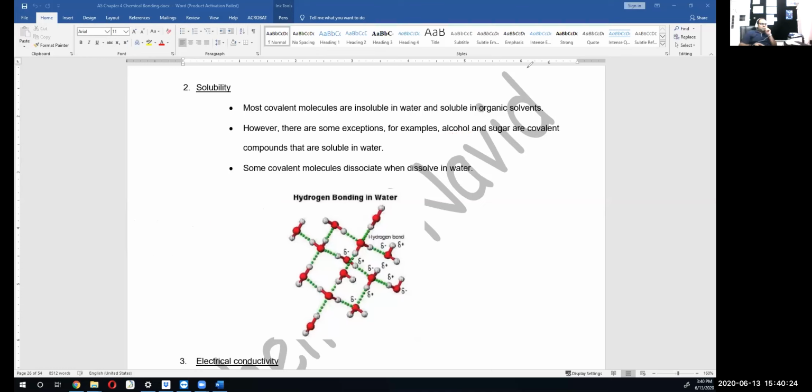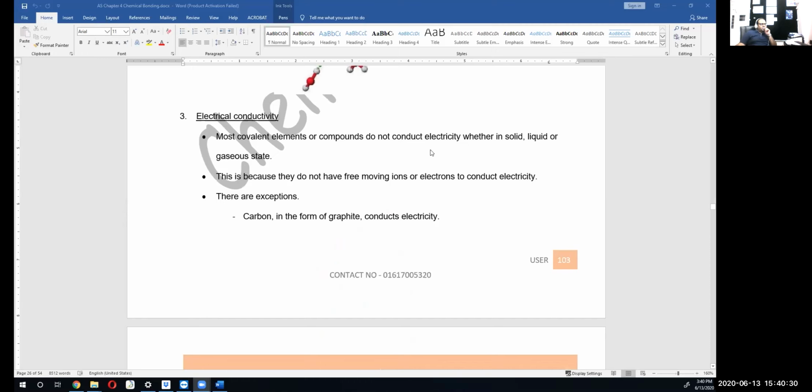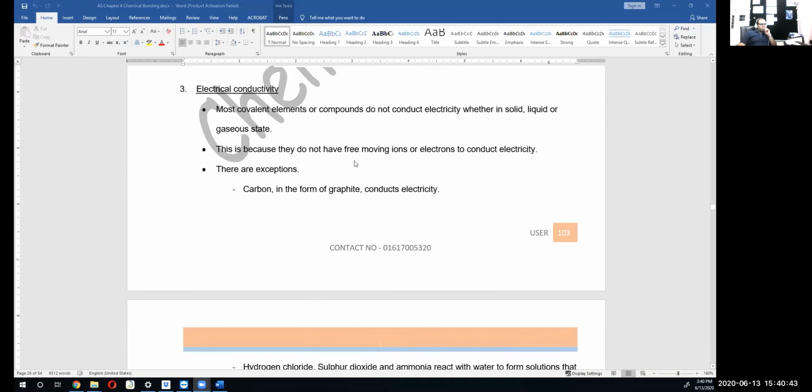Okay, so next we will read electrical conductivity. We already know they do not have any free electrons. They do not have any free electrons. Therefore, they cannot conduct electricity. So please write it down.